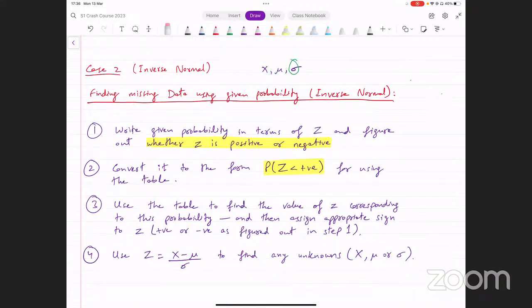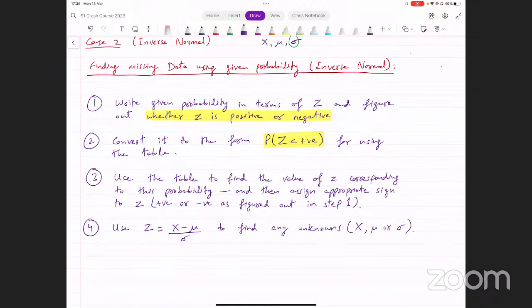All right. Now for this, we had these steps that we looked at in detail in the last session. So first thing that you have to do is you have to write the probability in terms of z and then figure out whether z is positive or negative. Once you figure that out, you convert it to the standard form that you can use the table for, probability of z less than some positive number. Then you use the table to find the value of z and then assign it a positive or negative sign based on what you did in step 1.